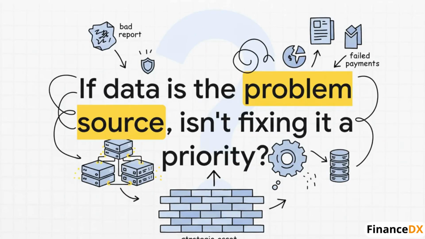So I'll just leave you with this final question to think about. If all these downstream problems, from bad reports to failed payments to audit issues, all trace back to a weak data foundation, then doesn't it make sense that fixing that foundation should be priority number one? It's not just a small tweak, it's one of the most impactful changes a business can make.